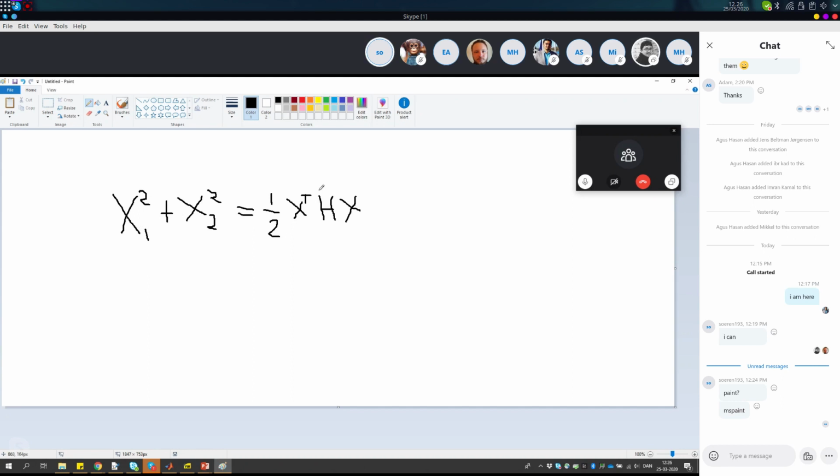So from here, what does the matrix H look like? Do you have any guess what this H looks like? It should be 2 by 2. Yeah, it should be 2 by 2. And then what are the entries? That should be 1, 0, 0, 1. So 1 on the diagonal. So basically the identity matrix. Yes. But then we have the half here.